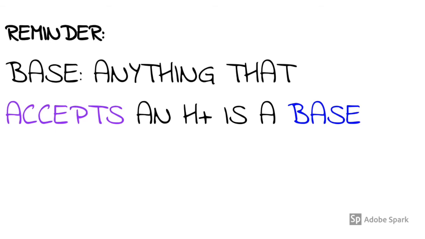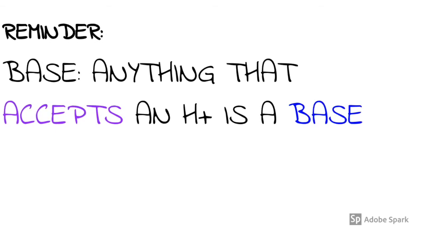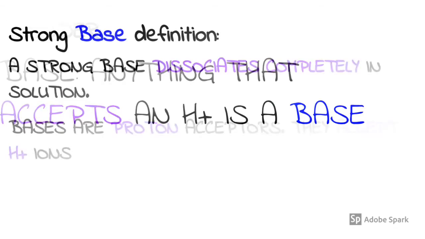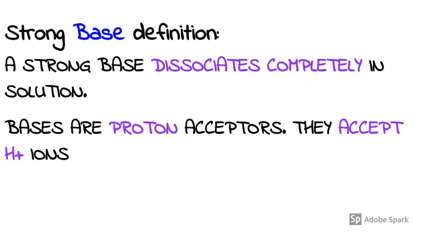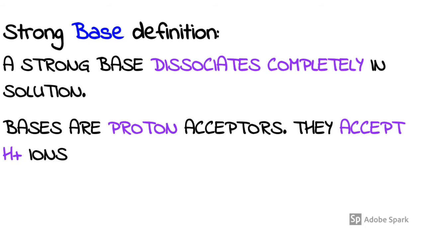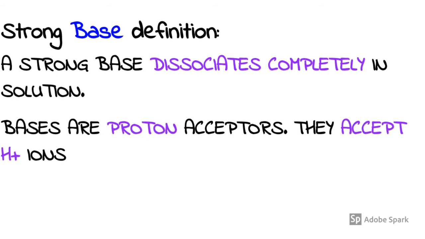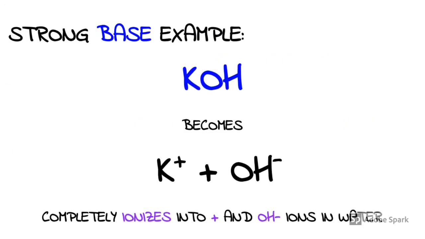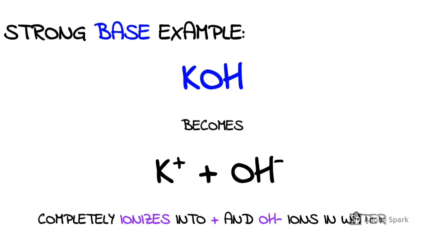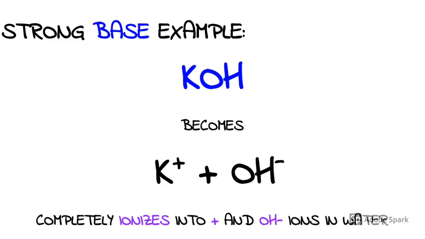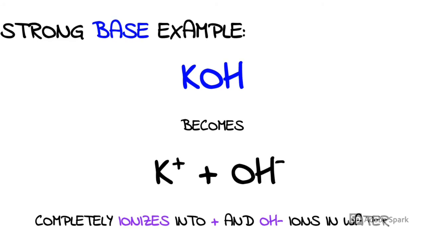Friendly reminder about bases. Anything that accepts an H+ is a base. A strong base dissociates completely in solution. Bases are proton acceptors. They accept the hydrogen ions. Strong base example, potassium hydroxide becomes K+ and OH-. It completely ionizes into positive and negative, in this case, positive potassium, negative hydroxide, ions in water.